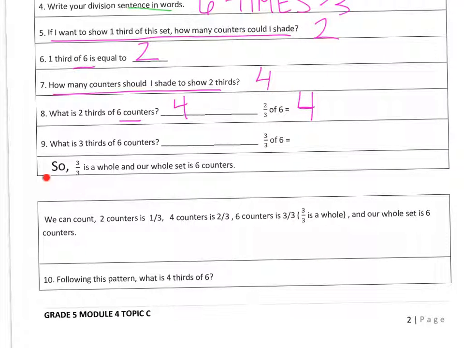So 3/3 is a whole, which you guys know. You know that 3/3 would be 1, and the whole set is 6. So 3/3 of 6 would be 6. So we can count: 2 counters is 1/3, 4 counters is 2/3, 6 counters is 3/3. Following this pattern, what would 4/3 be? Well, 2, 4, 6, 8. 4/3 of 6 would be 8. And since 4/3 is an improper fraction, that's why it's bigger than 6, because 4/3 is bigger than a whole.